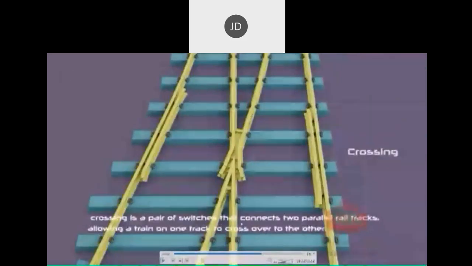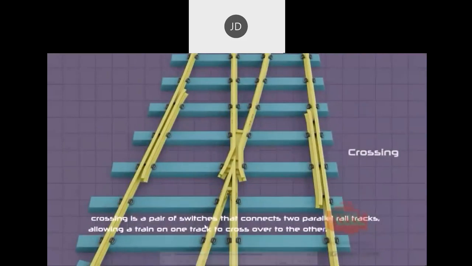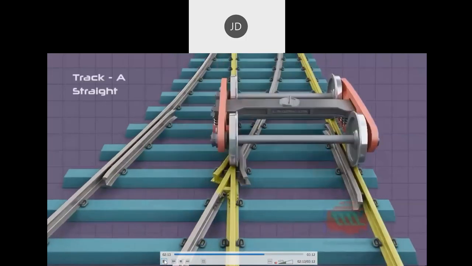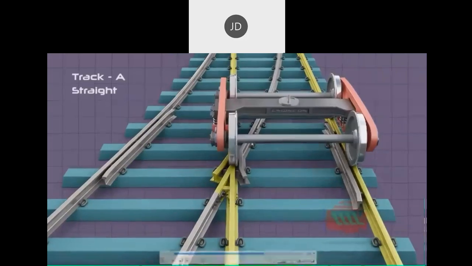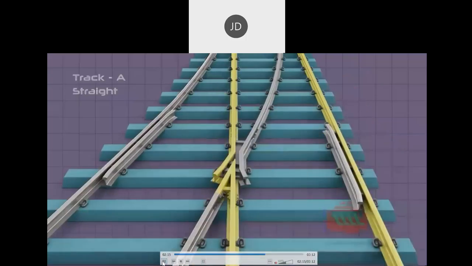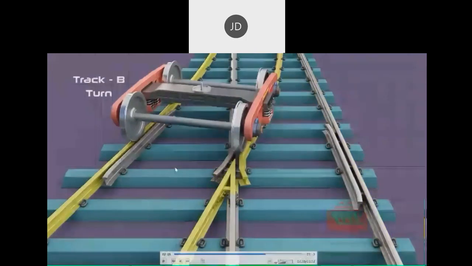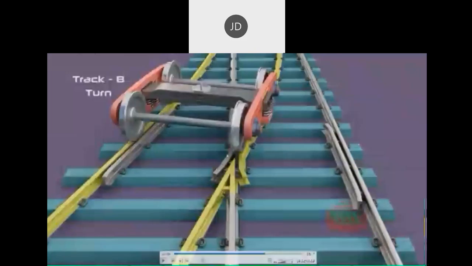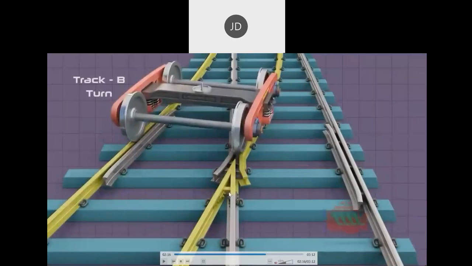Crossing is a pair of switches that connect two parallel rail tracks, allowing a train on a track to access the other, basically. So crossing is a section where a particular train can cross over another track. Okay, when a particular train is moving in a straight direction, basically the load impact is coming on this highlighted track. That means this nose is always in contact with the load. Even the wing rail here. And if a particular train is moving in this direction, it's considered a right turn. Here you can see the load coming on these particular highlighted rails.